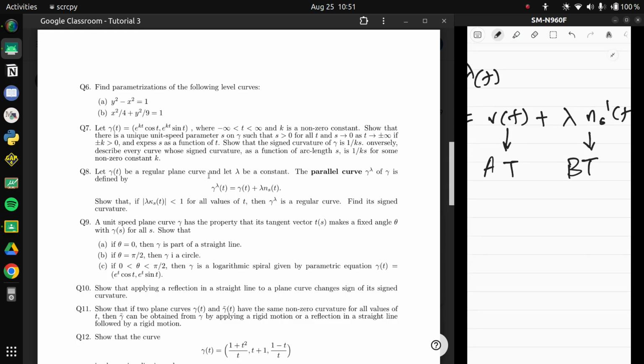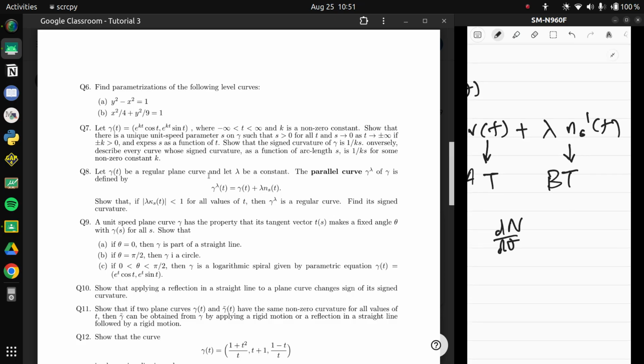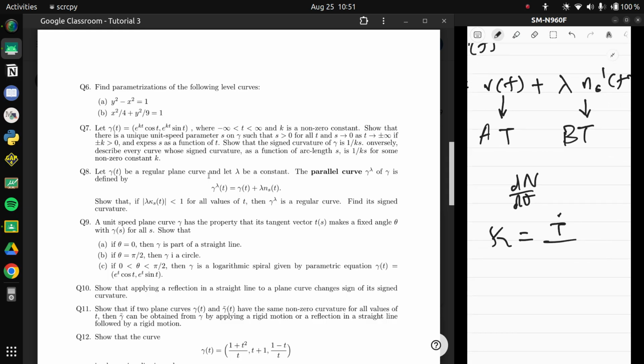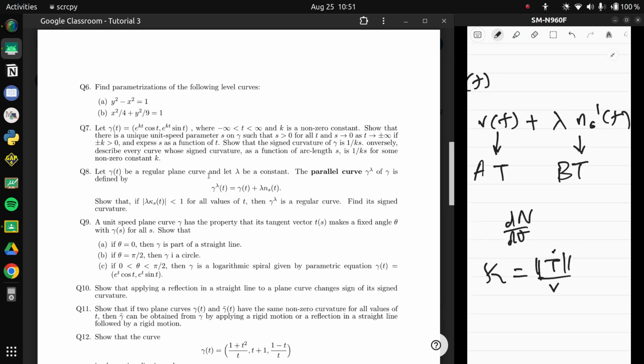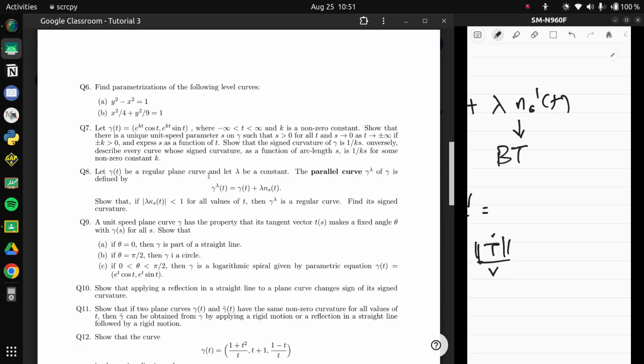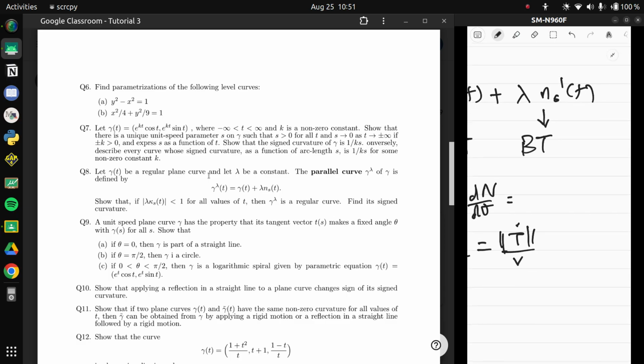So what is dn by dt? That's what we're looking for. Here is where the kappa is going to come in. That makes sense, because kappa was defined as the magnitude of T dot upon velocity. So if you want to get this, what is it? N is in fact just, you're going to have a kappa over there.